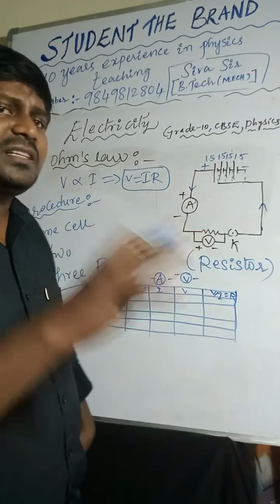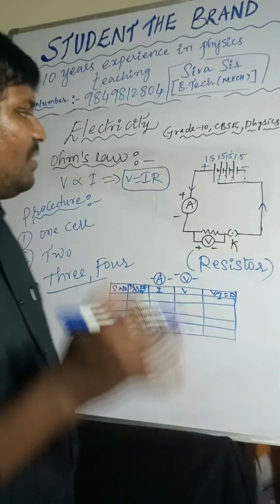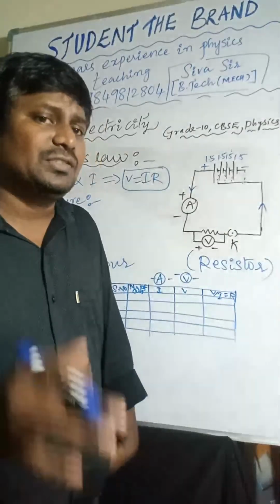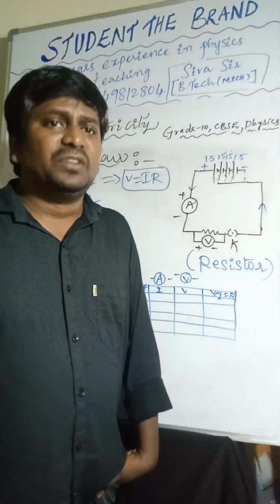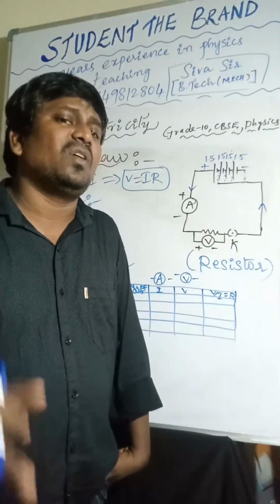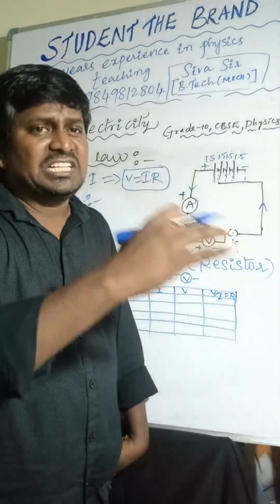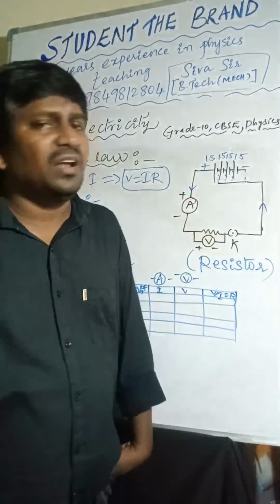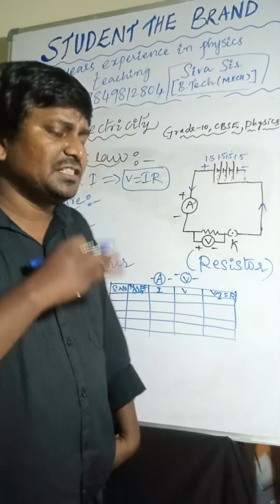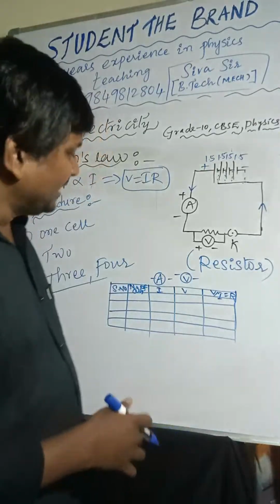So what is the definition of resistance? The phenomenon of opposing the electric current in the circuit is called resistance. The SI unit of resistance is ohm.